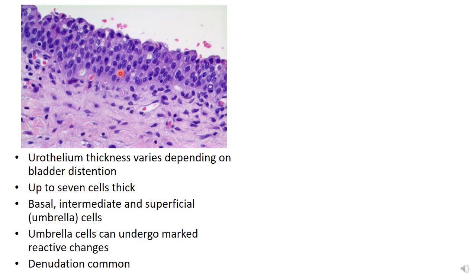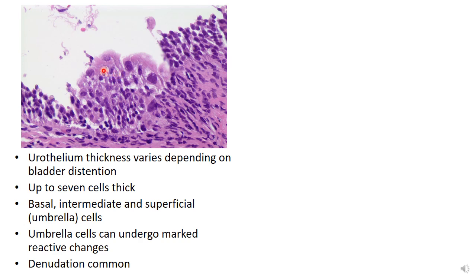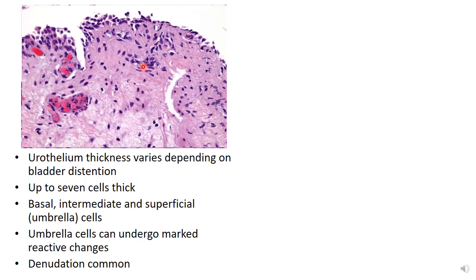Umbrella cells or the superficial cells can undergo marked reactive changes. Here are the umbrella cells, and you can see that this particular layer is susceptible to significant reactive changes. It may mimic CIS if you are not careful. Typically, the helpful feature is a very low nucleus to cytoplasmic ratio. Another very important artifact that commonly occurs within urinary tract specimens is denudation. We often refer to denudation as a part of a CIS process, but keep in mind that denudation as an iatrogenically induced process is very, very common.